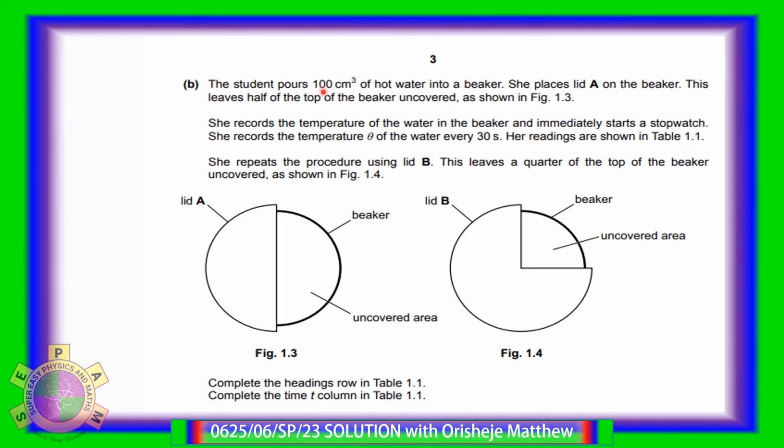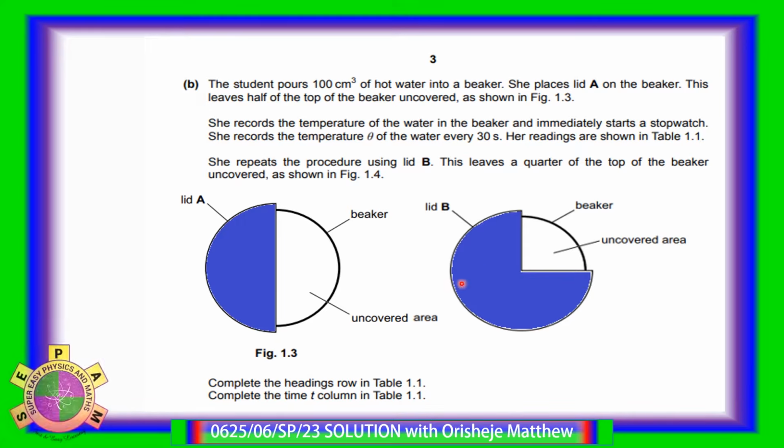The student pours 100 cm cubed of hot water into a beaker. She places a lid on the beaker. This leaves half of the top of the beaker uncovered. So for beaker A, she covered half of it, while for beaker B, she covered 3/4 of it. The unpainted part is the part of the beaker that is not covered, while the painted part shows the covered part. So beaker B has 3/4 covered, beaker A has 1/4 covered.